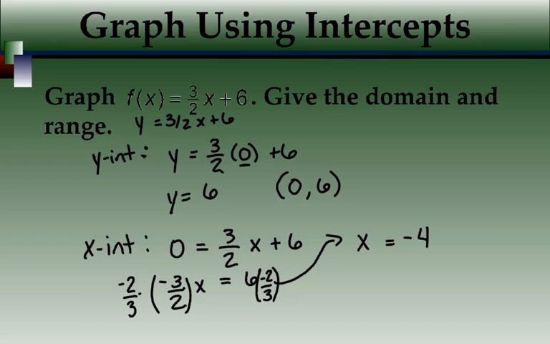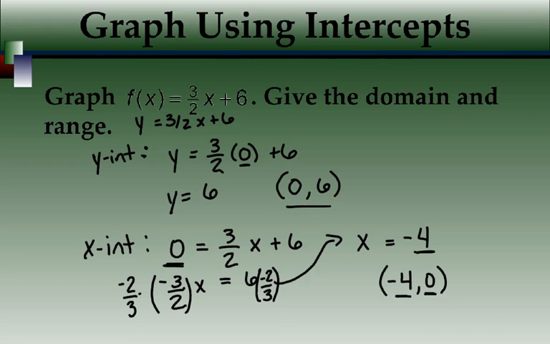And what this means is we're going to plot the point negative 4, 0, because we plugged 0 in for our y value, that's going to be our 0 in our xy coordinate point. And then we ended up getting negative 4 for our x value, so that's how we get that point. Negative 4, 0, and also 0, 6.